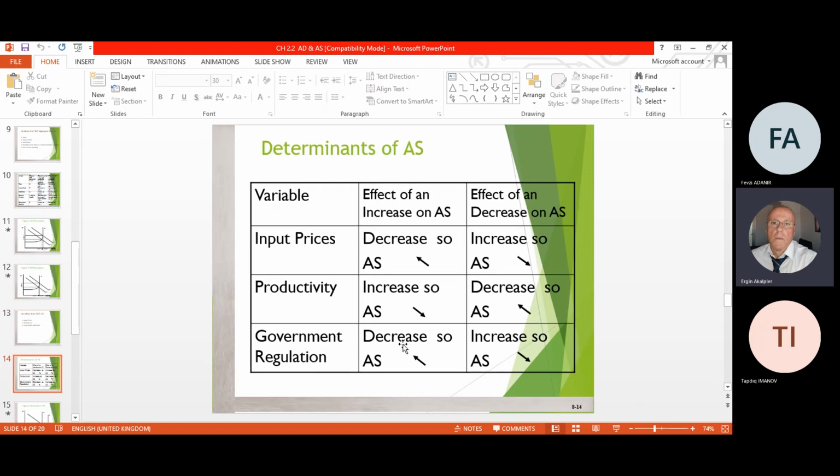And from this point of view, when we look at the table again, if the input price increases, then because of the expensive inputs, the aggregate supply is expected to decrease, or vice versa. If the input price decreases, this will cause the aggregate supply to shift higher, to enlarge. And the productivity, if it is supposed to be increased, then of course, productivity is the labor productivity or capital productivity.